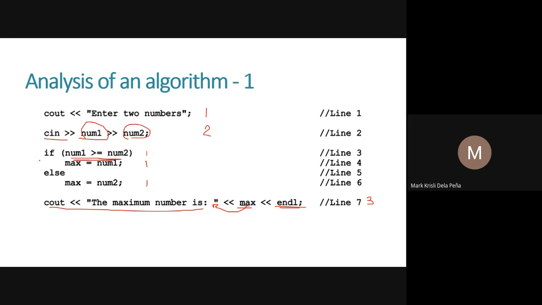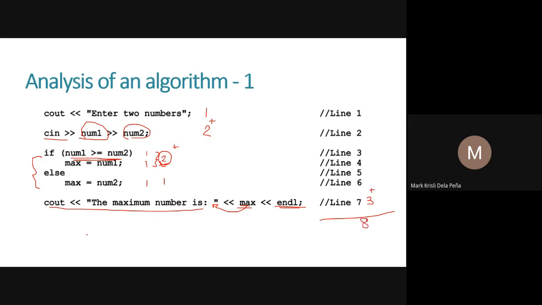Now, if we analyze this one, this is an if-else statement, which means either of these two would be performed. Since the first one has two operations, this one is only one, line 6 is only one, so we will be using this value. That's 2. So we add them. So 1 plus 2 plus 2, that is 5, plus 3 is 8.